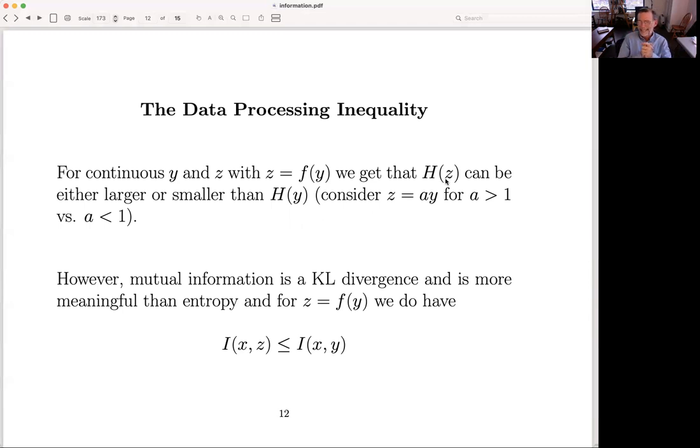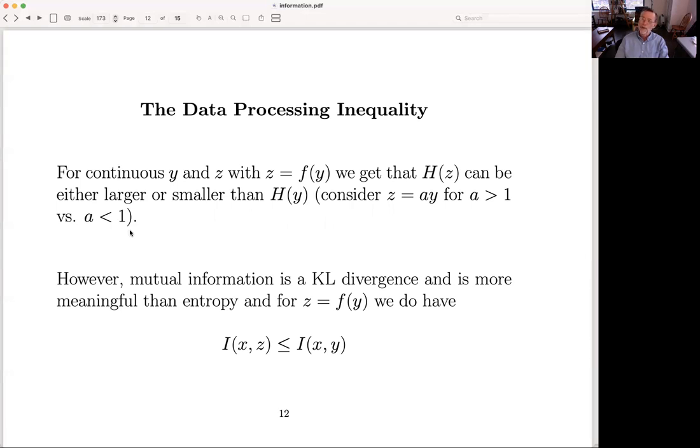If we look at a density, I can take that density and F can either expand the distribution if it's continuous or contract it, right? Think of a function on the real line. If I scale it by a constant factor A, it makes a difference whether A is greater than 1 or A is less than 1. If I expand it, its entropy is going to go up. If I contract it, its entropy is going to go down. So the data processing inequality does not hold in that form.